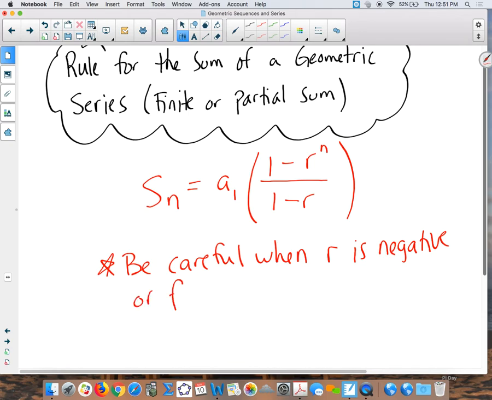When that happens, I really do suggest putting your r in parentheses, okay? Because especially in the numerator where you're raising it to the power, you want to make sure that you're raising r to the power, okay? If r is negative, the negative number needs to get raised to the power, and so on, okay? So keep that in mind.